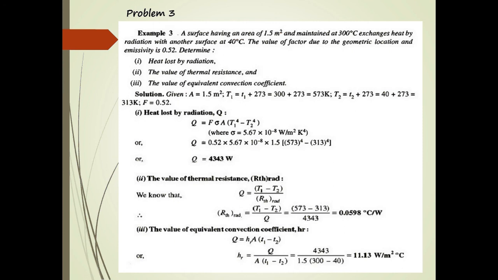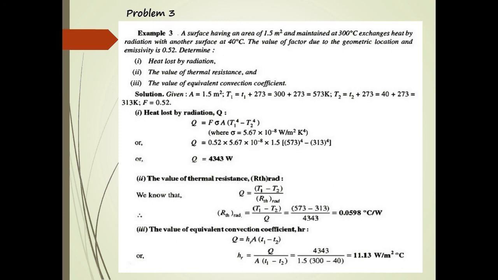Okay. So the second question is the value of thermal resistance. The value of thermal resistance is calculated by Q is equal to (T1 minus T2) upon radiation thermal resistance. So radiation thermal resistance is equal to (T1 minus T2) upon Q. So T1 value is 573 minus T2 value 313, and Q value is 4343. So we get radiation thermal resistance as 0.0598 degrees centigrade per watt.